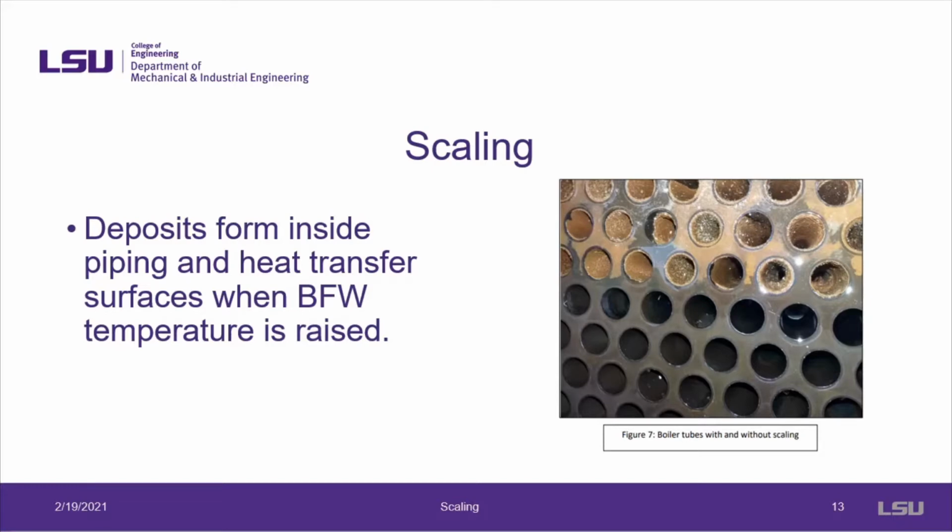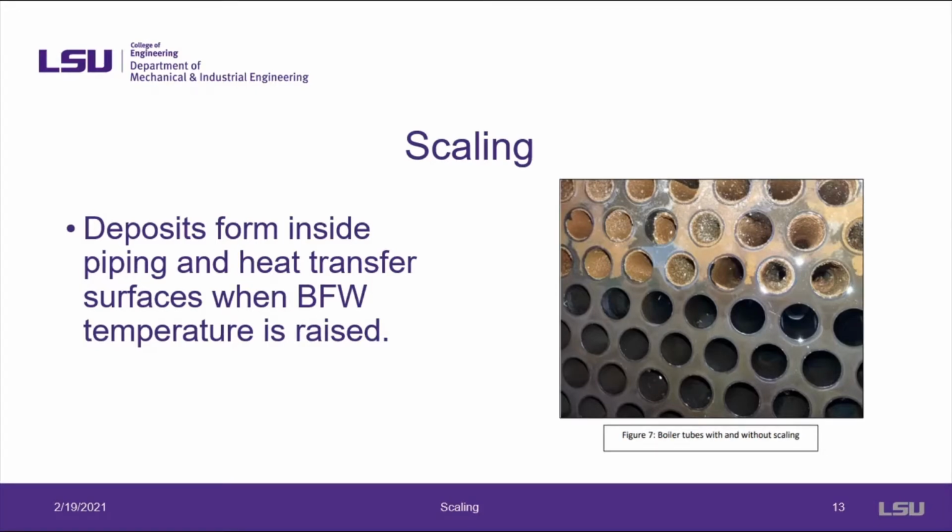Some of the minerals in the water include calcium, iron, magnesium, and silica. High pressure boilers are more susceptible to the effects of scaling than low pressure boilers. This is because the minerals will dissociate from the feed water at higher temperatures.